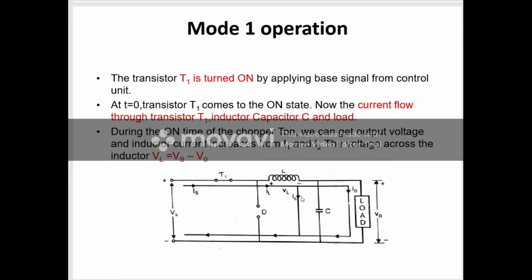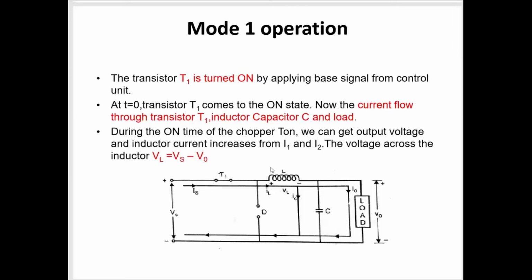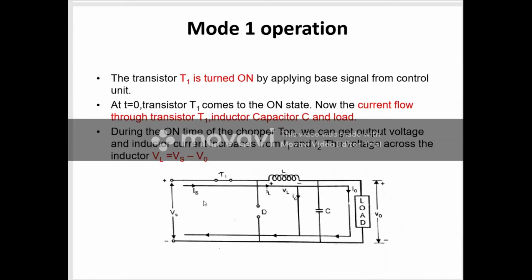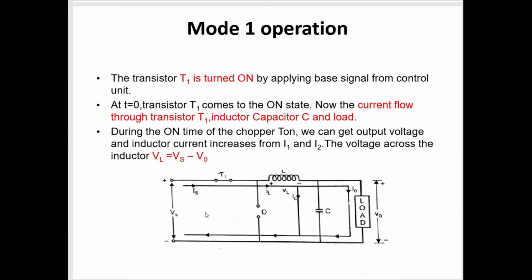And in this case, what is the voltage across the inductor? Now this circuit is one closed loop, and for this closed loop we may apply KVL. What is Kirchhoff's voltage law? In any closed path, the algebraic sum of voltages is 0. Otherwise, we can say the sum of voltage rises equals the sum of voltage drops.